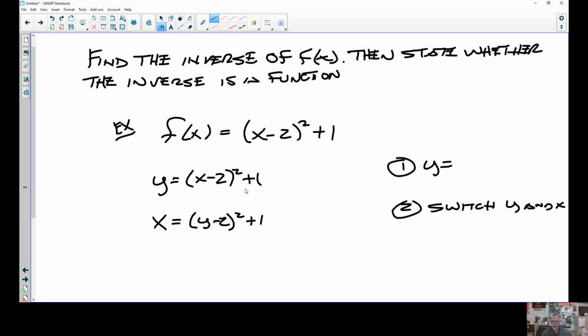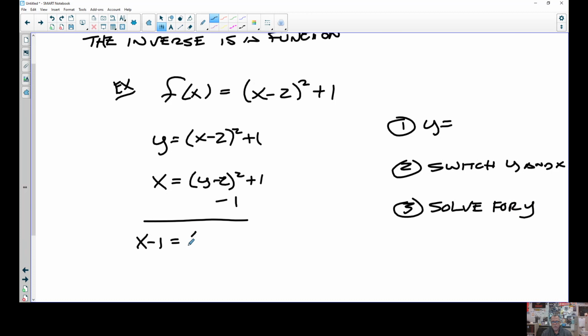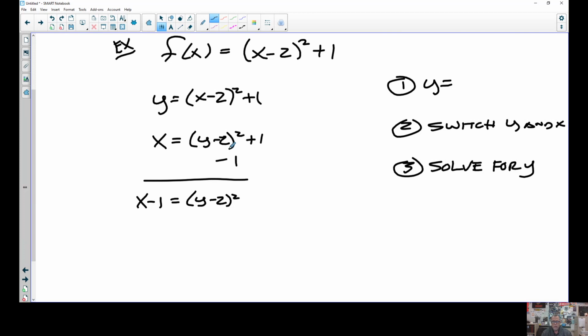So now what do we do? Well, now we solve for y. Third step, solve for y. I've got to get y by itself, so I get rid of this first: subtract 1. x minus 1 equals y minus 2 squared. Well, we just did this quadratic thing, right? So let's solve this. We take the square root of each side. Remember, when we take a square root, we have to consider plus or minus the square root of x minus 1.